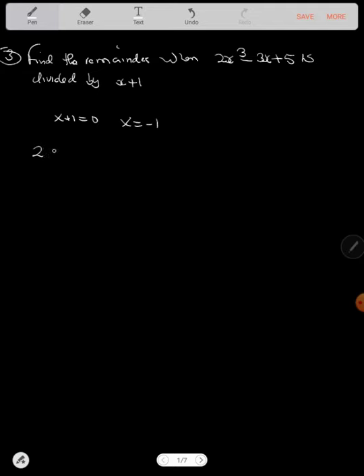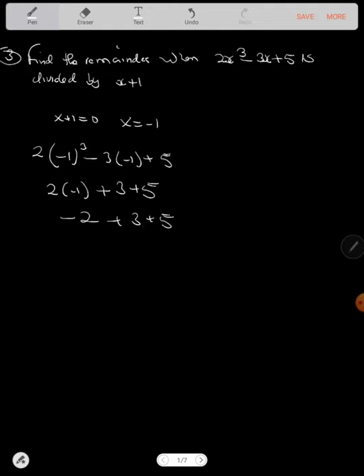But here you say 2 times negative 1 to the power 3, minus 3 times negative 1, plus 5. So this negative 1 to the power 3 is just negative 1. There you get 3, there you get 5. This is negative 2 plus 3 plus 5. And this will give you 6. So 6 is the remainder, in short.